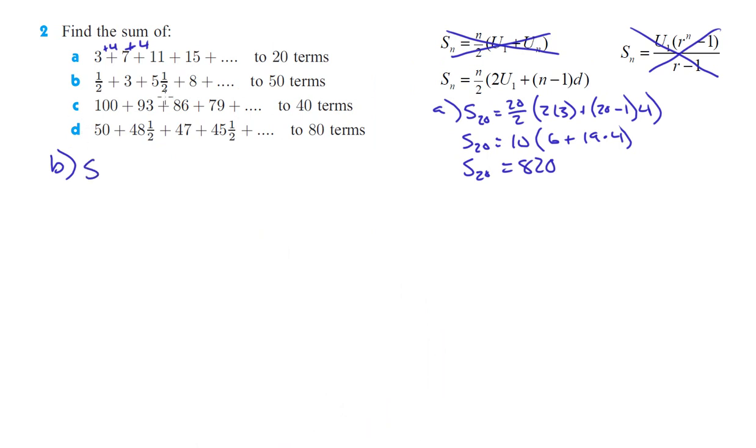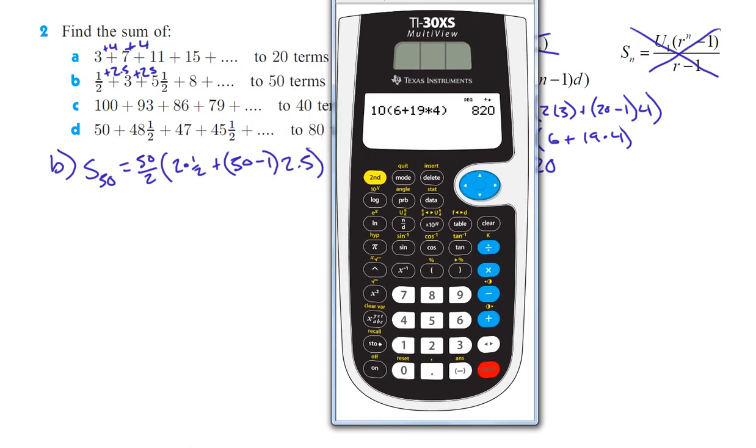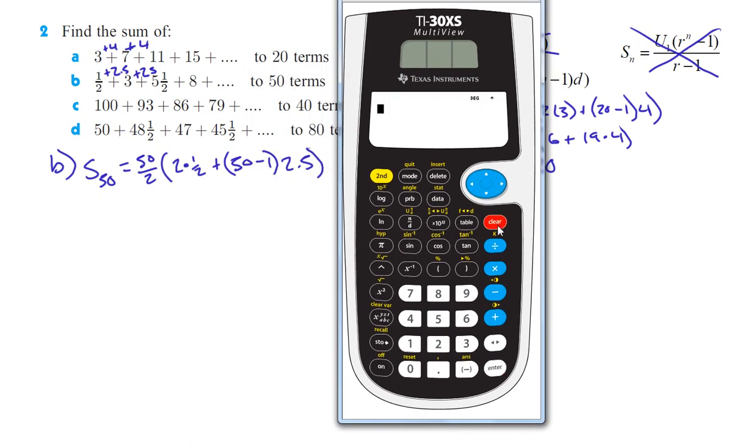Okay, so we've got S, and we got first 50 terms, so S of 50 equals the number of terms, 50 over 2, all times 2 times the first term, which is a half, plus the number of terms, 50 minus 1, all times the difference. So this is what, plus 2.5 is 3. 3 plus 2.5 is 5.5, so this is 2.5. Okay, and again, really, we can just put this just like it looks straight into the calculator, and away we go. So let's do this.